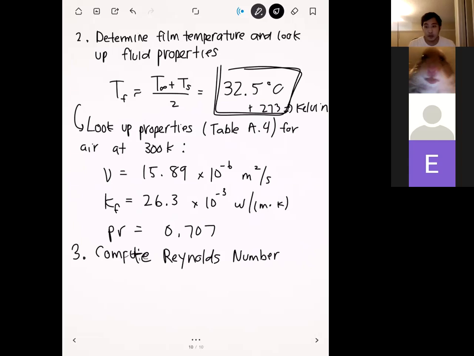Okay. And so the next thing we have to compute here is the Reynolds number, but we can't do that yet because we don't have the velocity. Right? Because remember, Reynolds number is U infinity times L divided by mu.